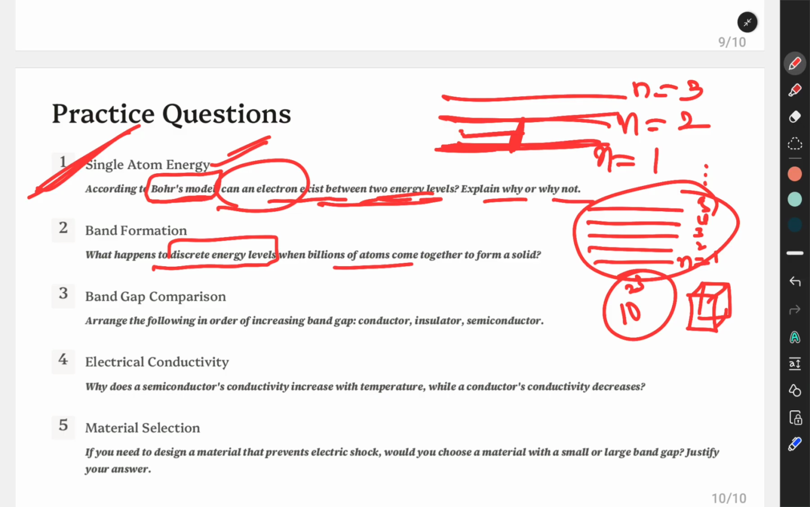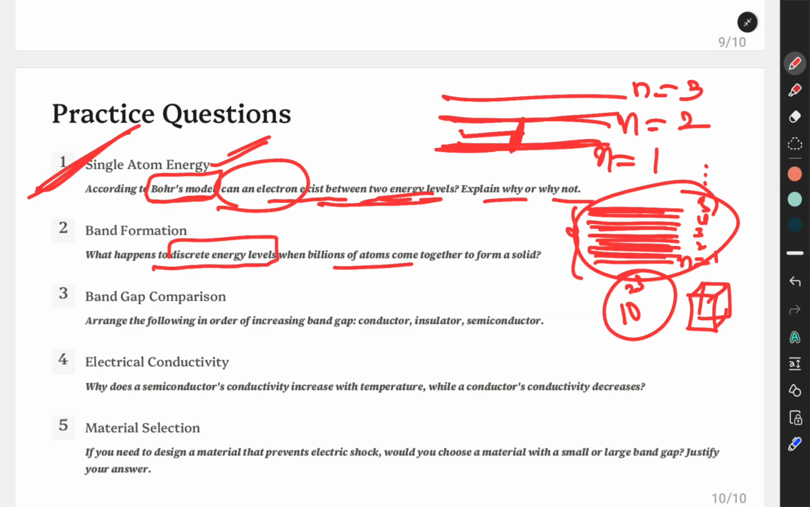Can you think of the answer? Are you getting the answer? The discrete energy levels will split into billions of closely spaced levels. Okay, they'll split into billions, like this. They'll split into billions of levels due to many atomic interactions.